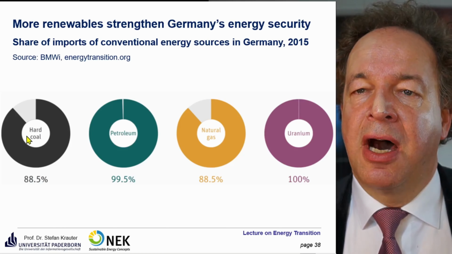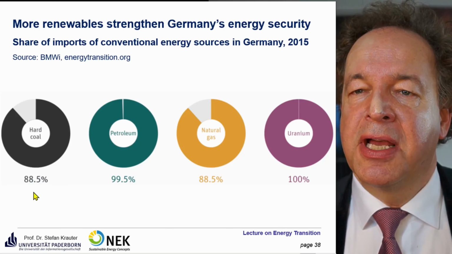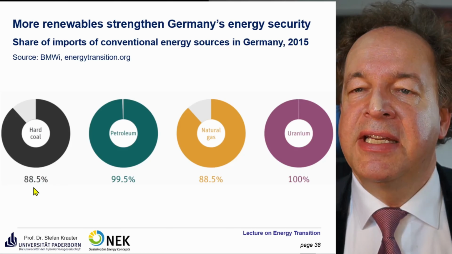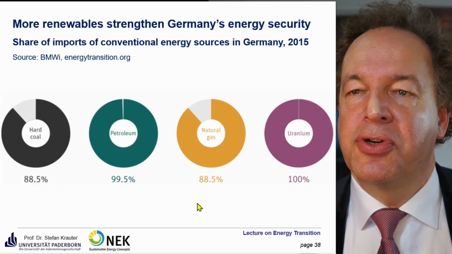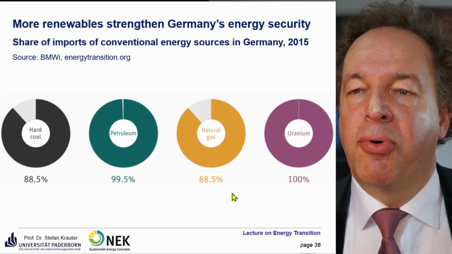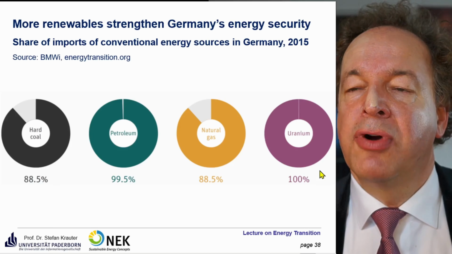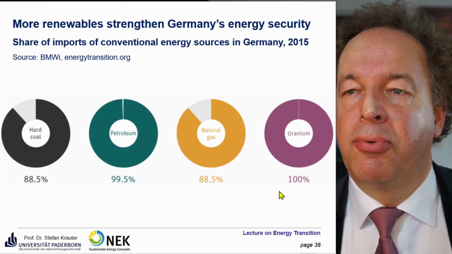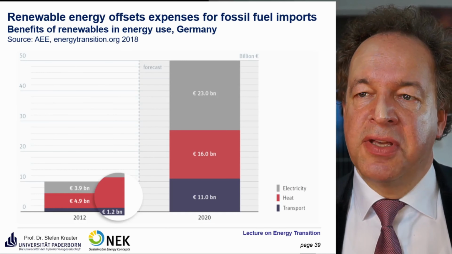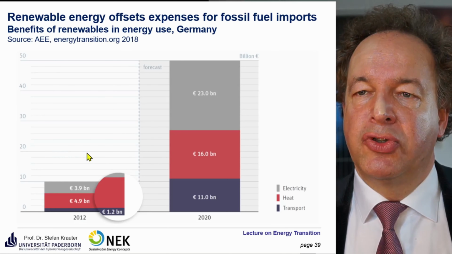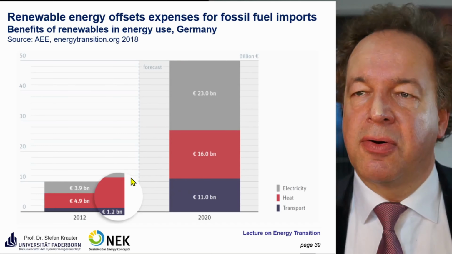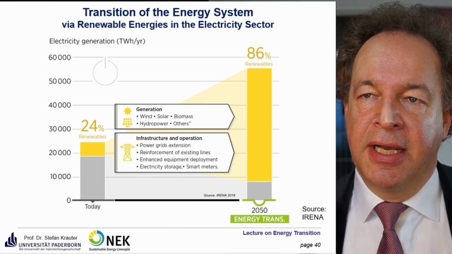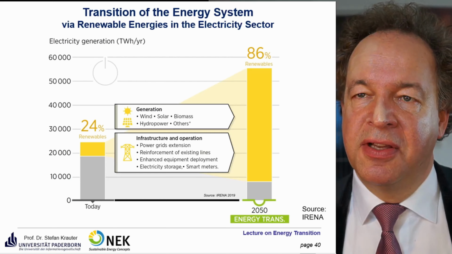So here you see hard coal. This is nowadays imported to a share of 88.5%. Petroleum 99.5%, natural gas 88.5%, and uranium 100% imported. So this is the aim of the government, how it should be carried out. This is the increase of renewables. This is already taking place to some parts. And we will go now into the different sectors.